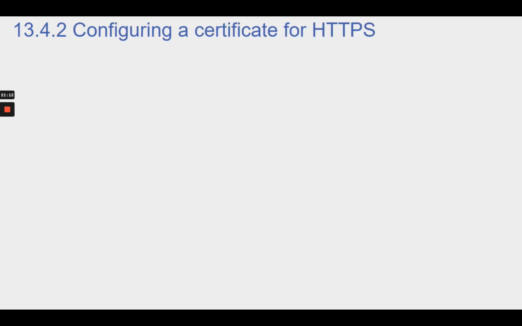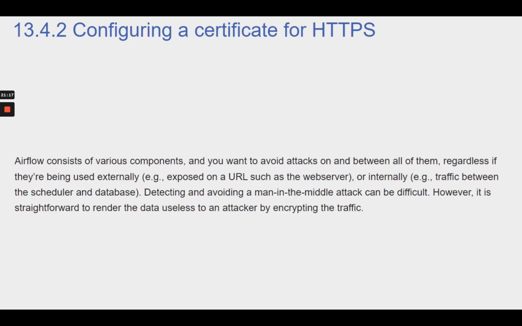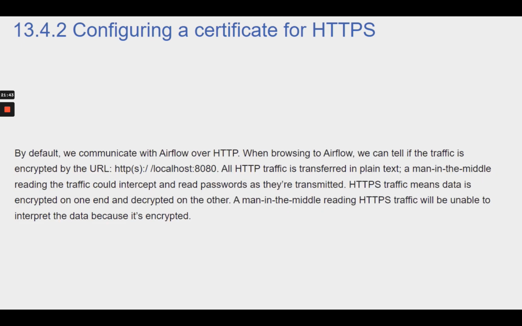Section 13.4.2, Configuring a Certificate for HTTPS. Airflow consists of various components, and you want to avoid attacks on and between all of them, regardless if they're being used externally, for example, exposed on a URL such as the web server, or internally, for example, traffic between the scheduler and database. Detecting and avoiding a man-in-the-middle attack can be difficult. However, it is straightforward to render the data useless to an attacker by encrypting the traffic.